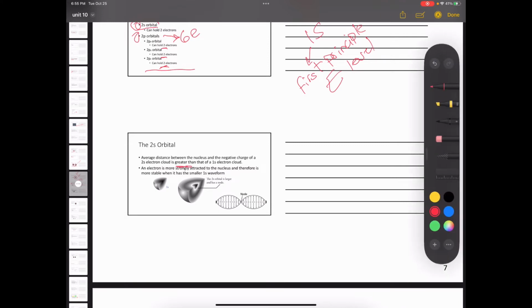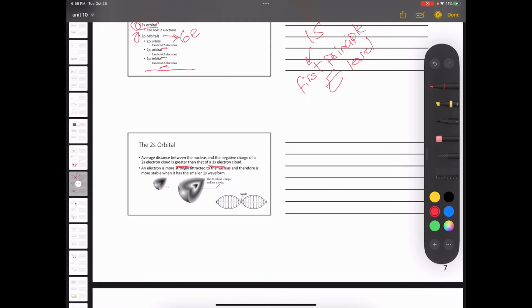So the mathematical calculation has also discovered that the 2s orbital, the s shape or the s waveform in the second principal energy level, is actually different compared to the s orbital in the first energy level. The average distance between the nucleus and the negative charge of the 2s electron is greater than the 1s orbital electron cloud. And that again contributes to the stability. That's why the electron will go to the first energy level.